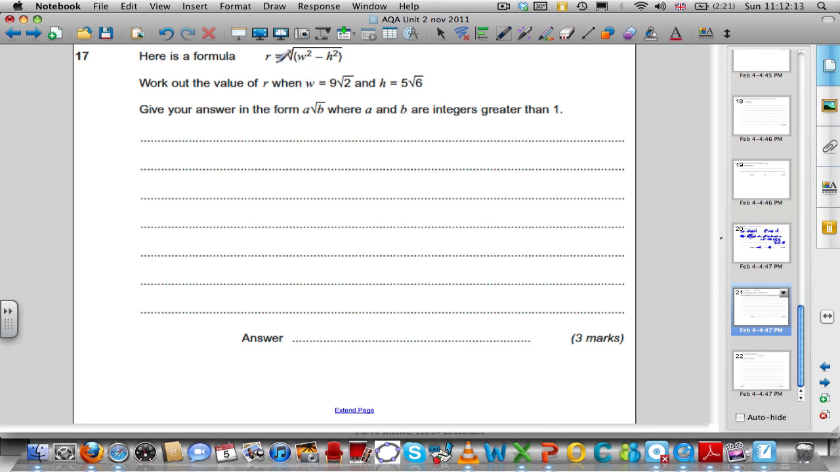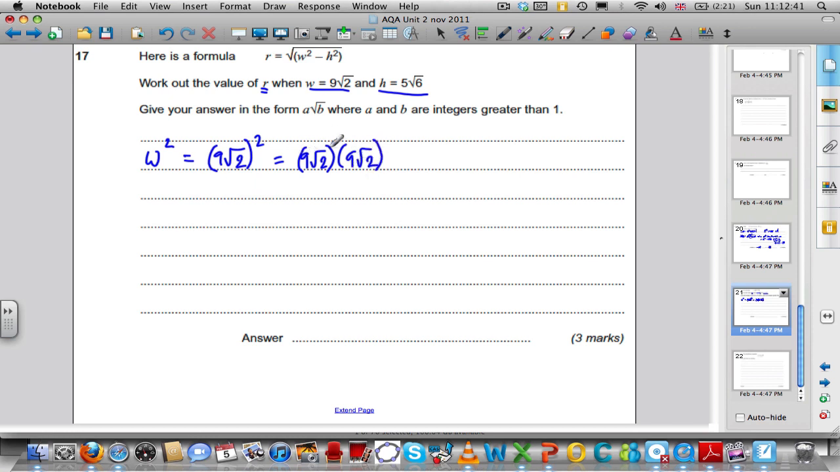Here is a formula. R is the square root of w squared minus h squared. Work out the value of r when w is this and h is this. Okay, the first thing I'm going to do, if I want to work out r, is work out w squared. Okay, w squared is 9 root 2 squared, which is 9 root 2 times 9 root 2.